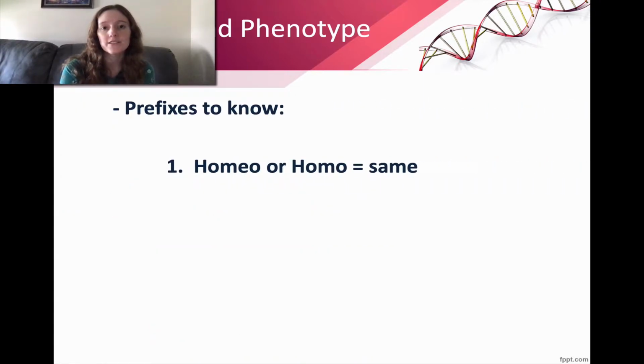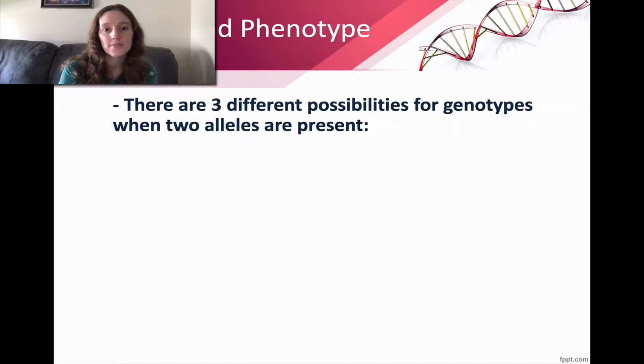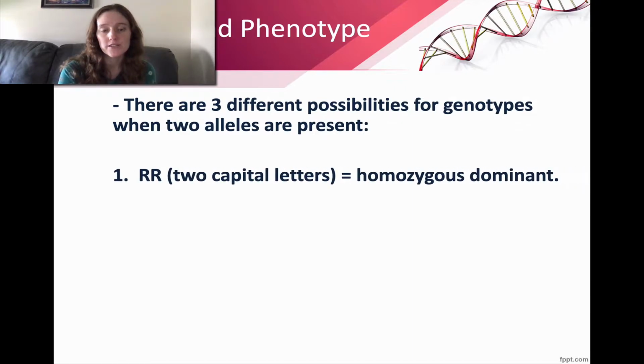A couple prefixes that you should know. Homeo or homo, which means same, and hetero, which means different. So there's 3 different possibilities for genotypes when 2 alleles are present, and we're just going to talk about 2 alleles instead of having 3 or 4 alleles for right now. We're trying to keep things simple.